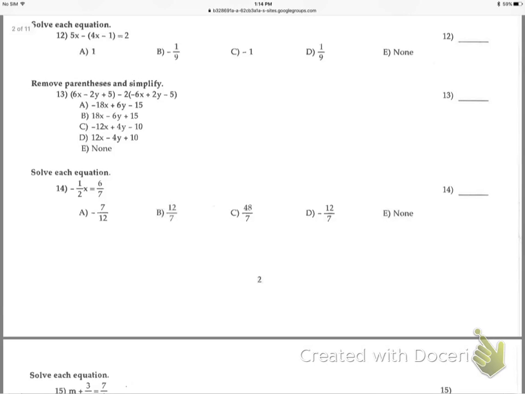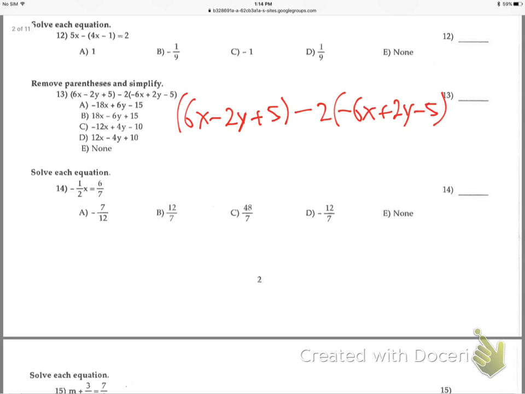Number 13. What do we got? 6x minus 2. Whoops, that's not right. 6x minus 2y plus 5 minus 2, parenthesis, minus 6x plus 2y minus 5. Okay. So the first parenthesis has nothing in front. Dry floodgate, right? Just drop those walls, nothing changes, no big deal. But the second parenthesis has this minus 2 in front. So when I drop the walls on the second parenthesis, the minus 2 distributes.